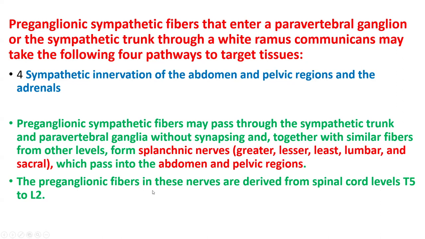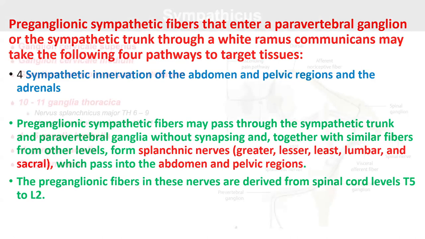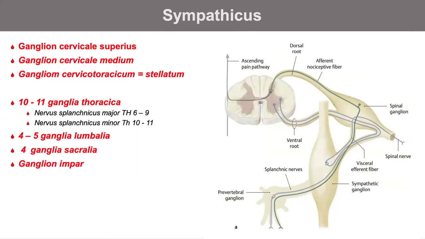The preganglionic fibers in these nerves are derived from the spinal cord. We said that the lower level of T5 means from T5 till L2. And here you can see how the ganglion is passing and how the sympathetic fibers are passing. So the greater splanchnic, or nervus splanchnicus major, usually arises from the segments T6 till T9. In some literature, you can find T5 till T10 as well.